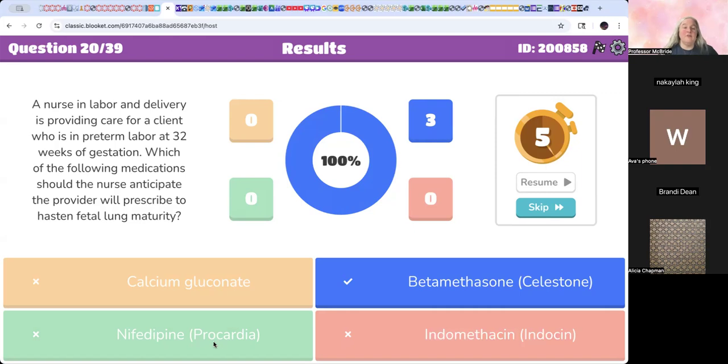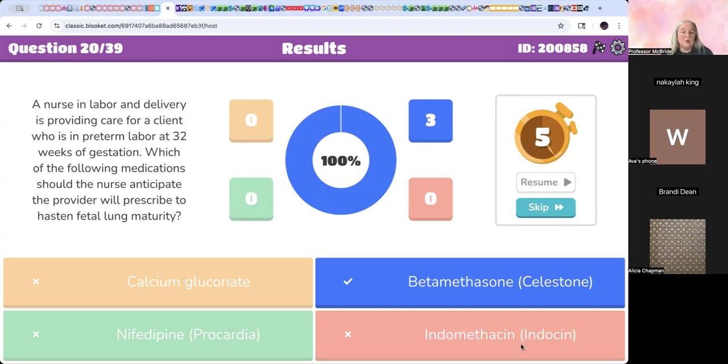Yep. So we use nifedipine for our patient that's preeclamptic. It also is a tocolytic. What I mean is that it can relax the uterus. So if the question said which medication should the nurse anticipate to decrease contractions for a 32-week gestation, nifedipine might be a choice, because it does relax the uterus.